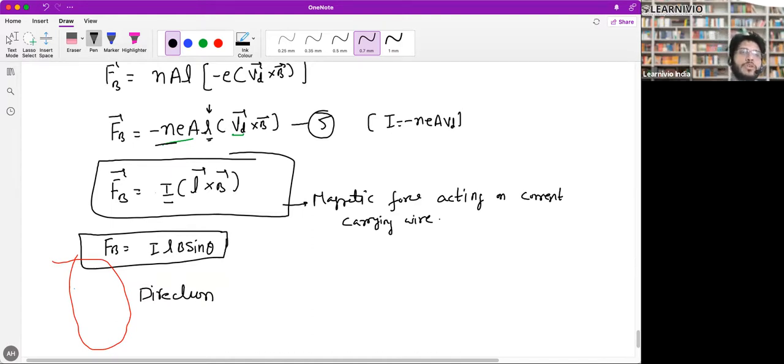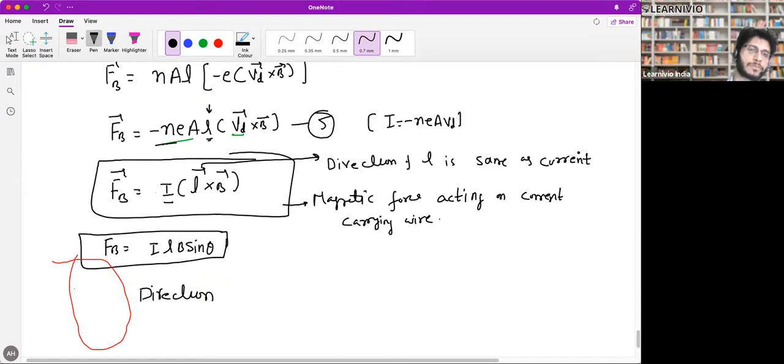So what we do is, we make this length L a vector and take L into the cross product. Current is a scalar quantity. We can't make current a vector, but if you provide direction to length, then it can be converted into a vector. And the direction of length is the same as that of current. So length and current have exactly the same directions.